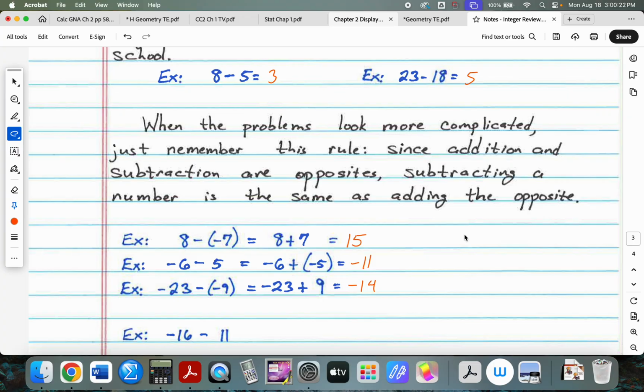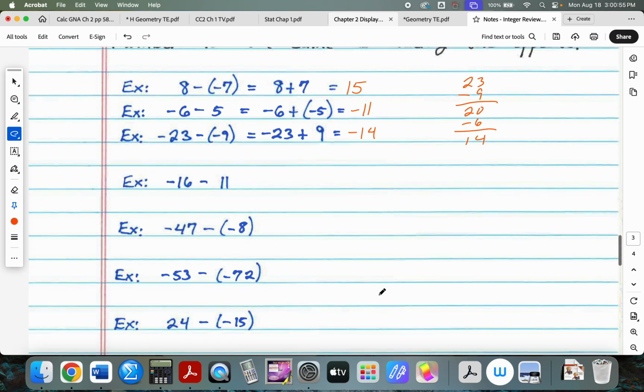I guess I should show what I'm doing there. 23 minus 9. If you want to do it by borrowing, that's fine. I'll just show you the other one real quick. That's 20 minus nothing is 20, and 3 minus 9 is negative 6. So that's 14. It's also a lot less messy than the whole borrowing thing is. So that's negative 14 because there's more negative than there is positive.